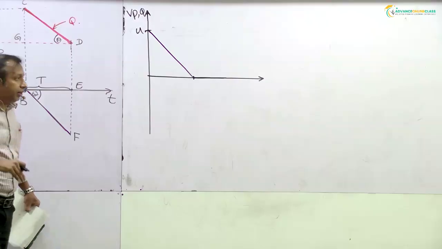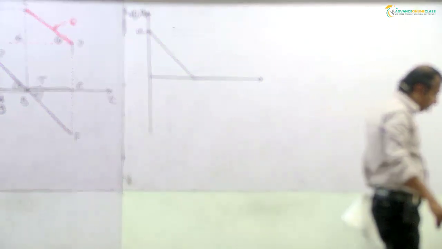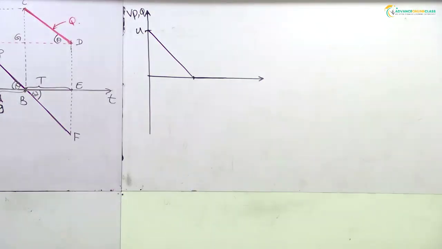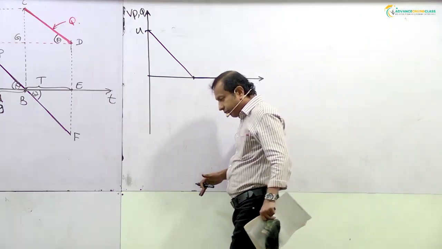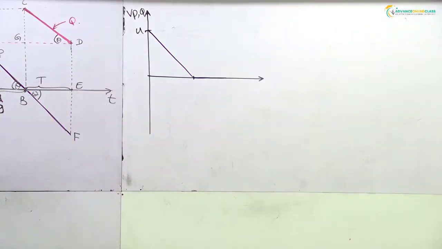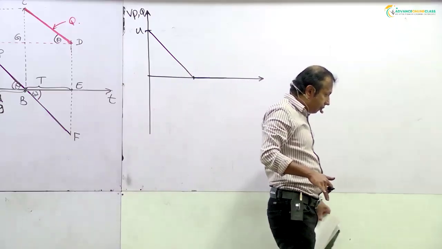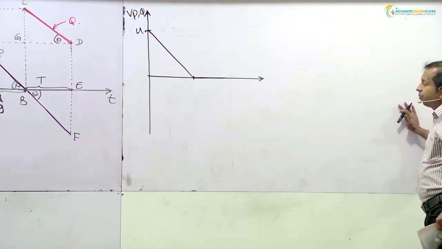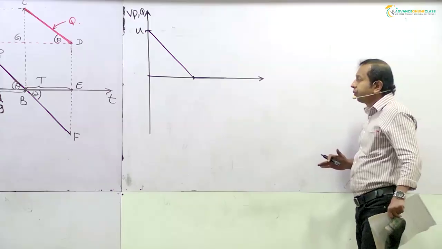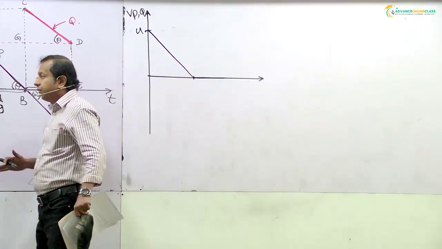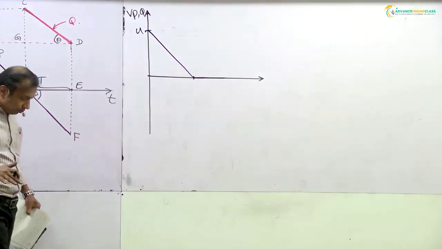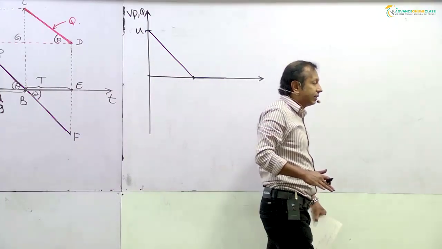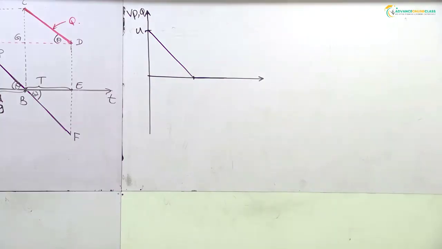Write down. Until the particle P reaches the maximum height, since Q is at rest on the earth, the VT graph of P relative to Q should be the same as the VT graph of P relative to earth.